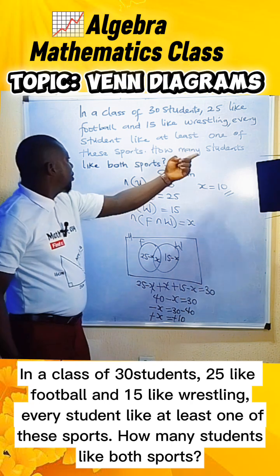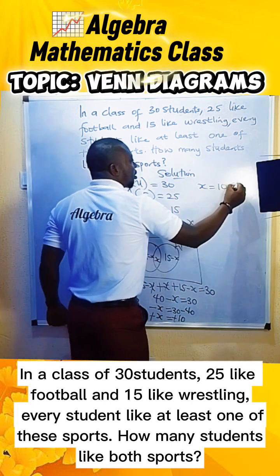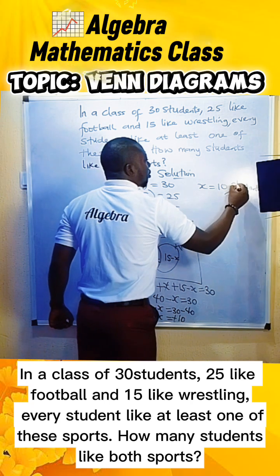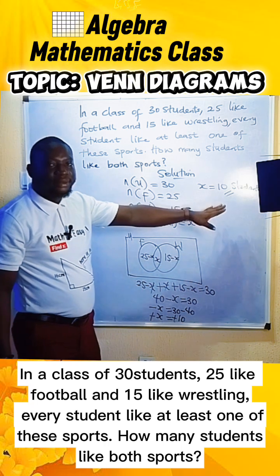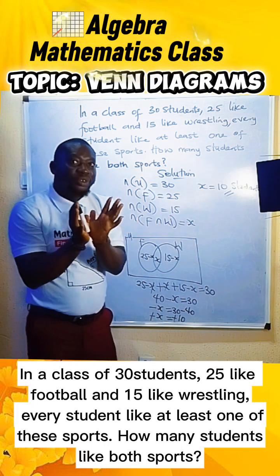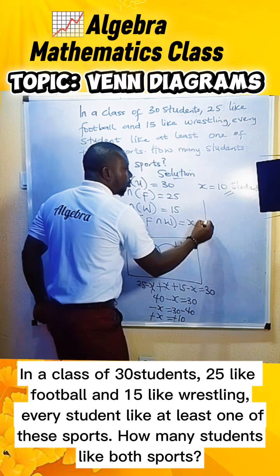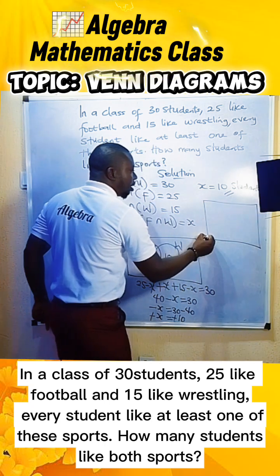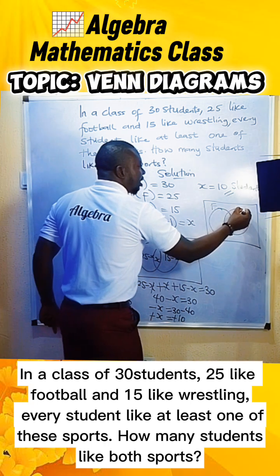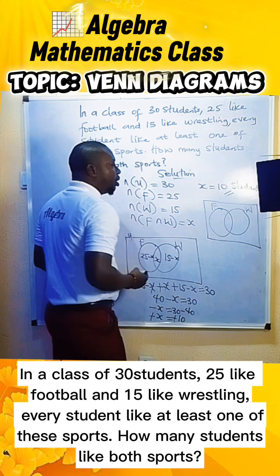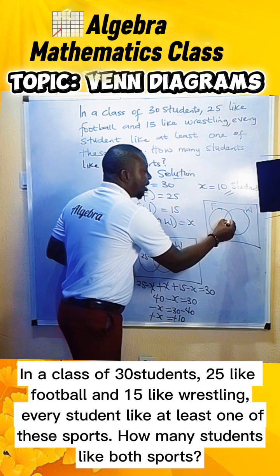Alright. So how many students like both sports? There are what? 10 students. You see it now? So those that like both sports, they are 10. So if I'm to draw the real Venn diagram, okay, I'm going to have something like this. Okay, the first one, football. The second one, wrestling. That's W. Alright. Now, those that like both, I've gotten it, which is 10. So I have 10 here.